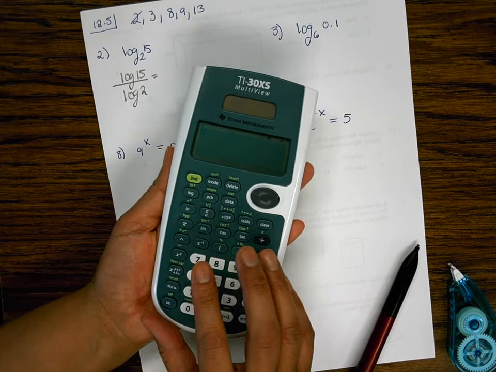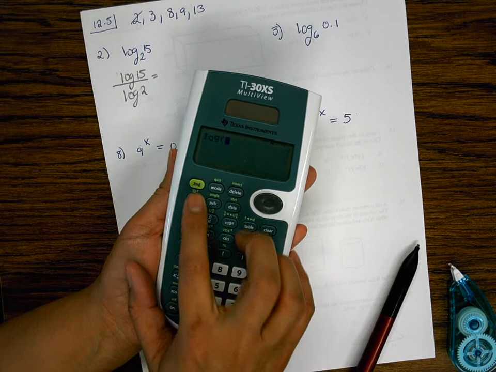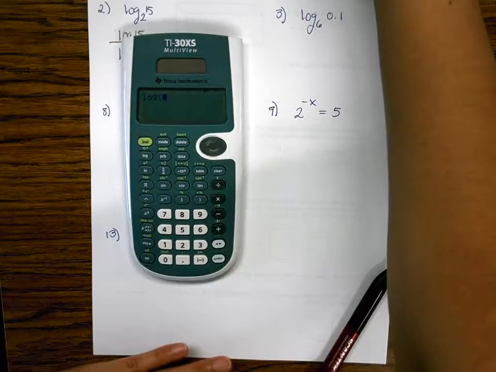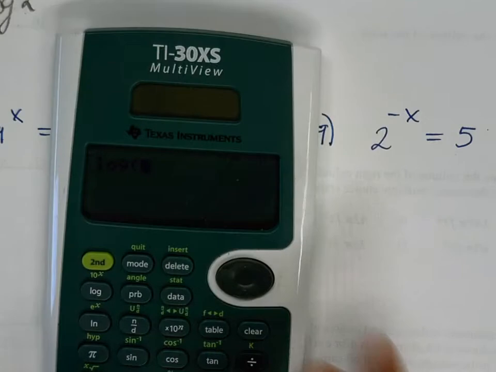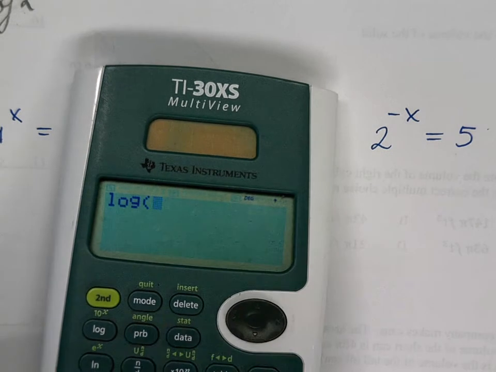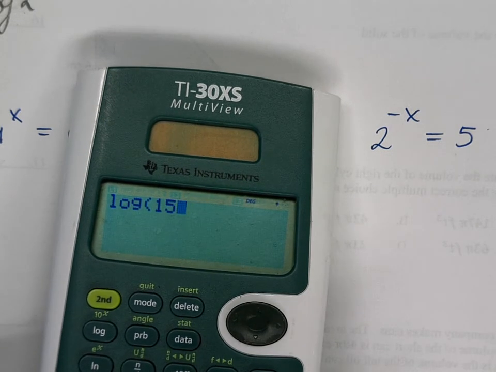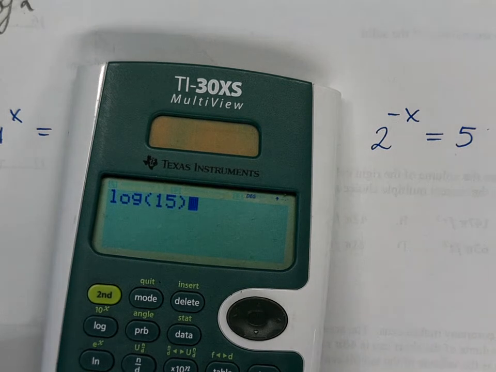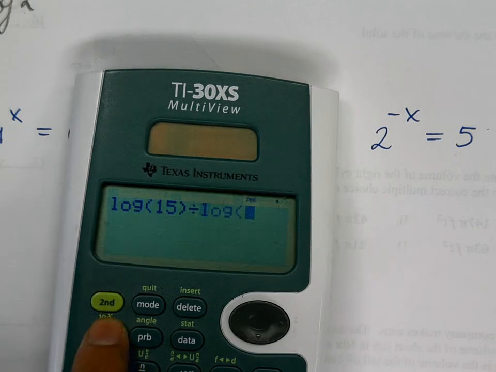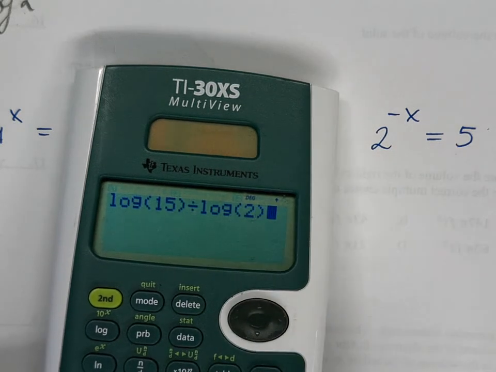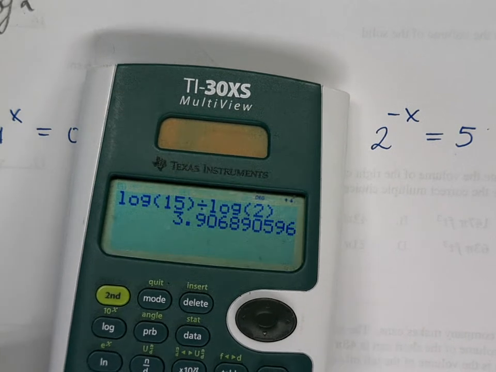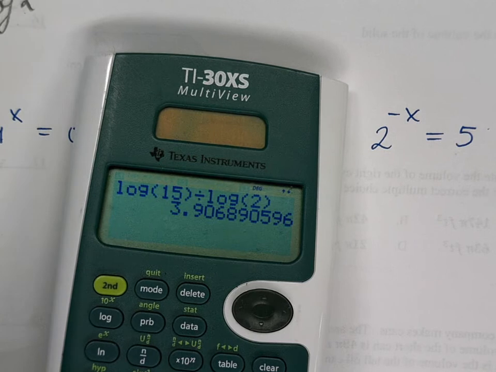I don't know if it's going to show up there, but you're going to type in log. Let me just zoom in. Okay, log of 15, and make sure you close parentheses. You have to close parentheses, otherwise it's going to give you the incorrect answer. Divided by log of 2. Now this parenthesis you don't have to close, you can, but it's not necessary like the other one was. Equals, and let's round to 3 decimal places, that is 3.907.